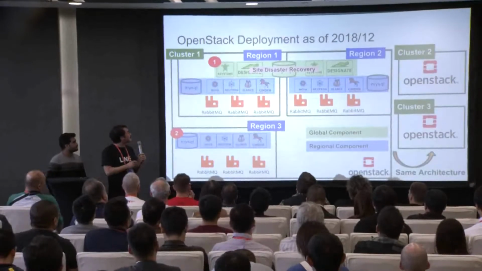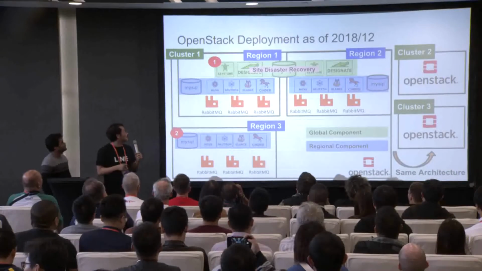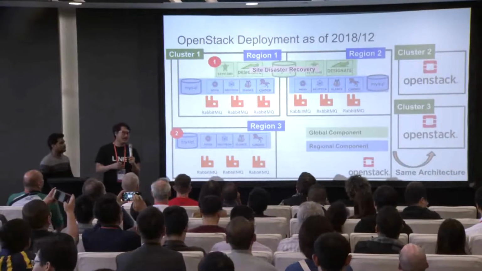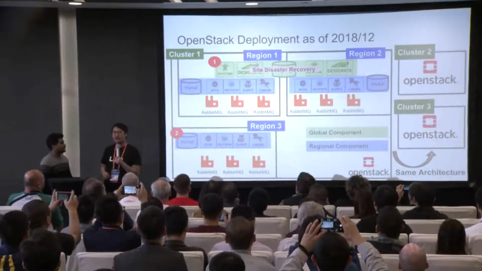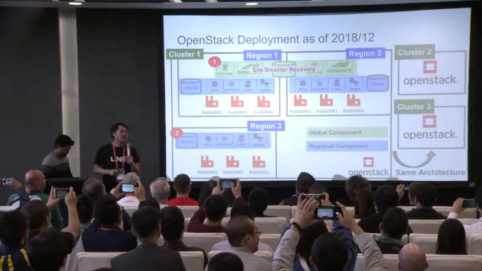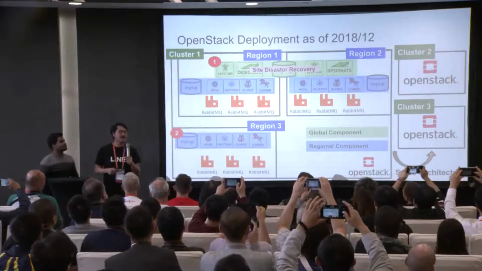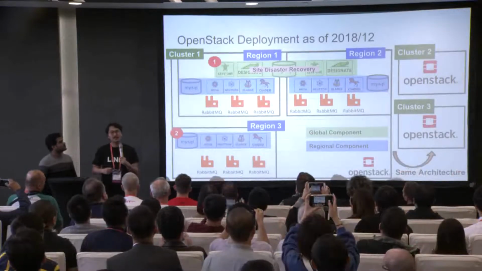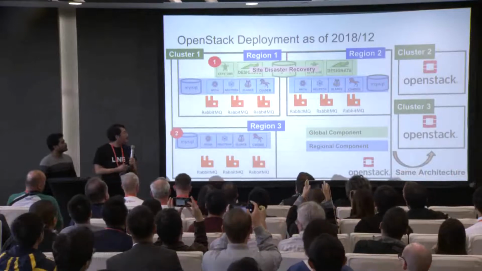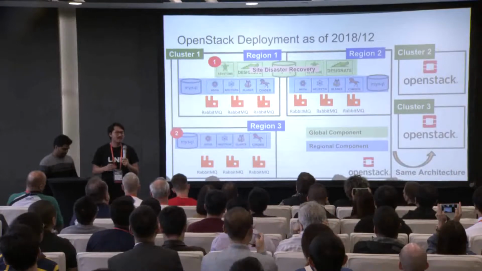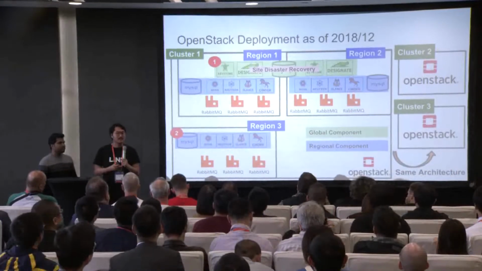Here is the very, very overview of our OpenStack deployment structures. We classified the OpenStack components into two types. One component type is the global component. Keystone and Designate are classified into that global component. For the global components, logically, they don't have multiple databases or multiple deployments.